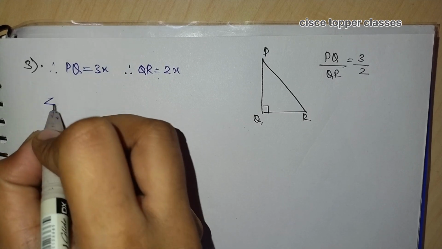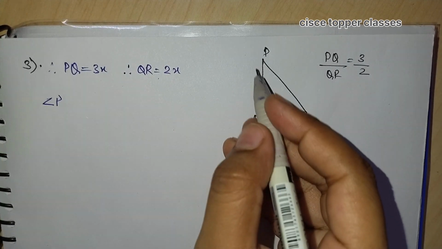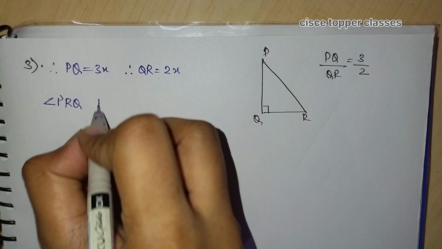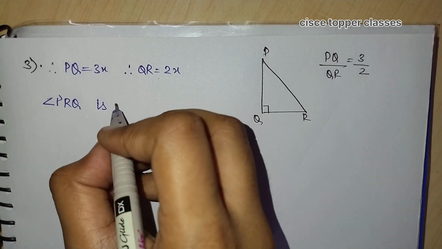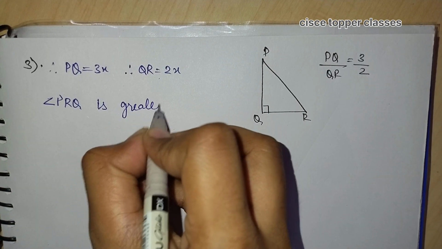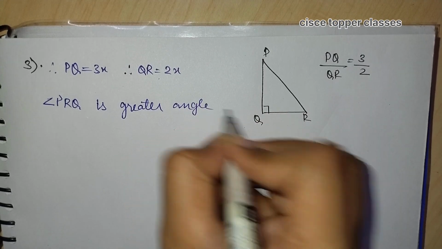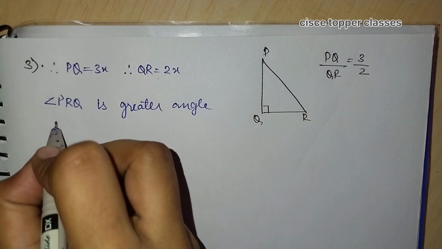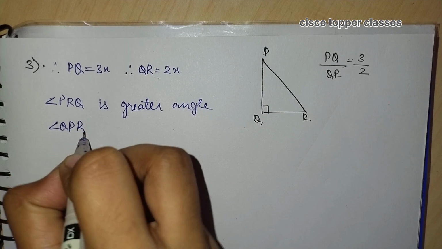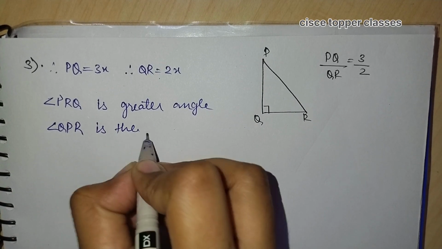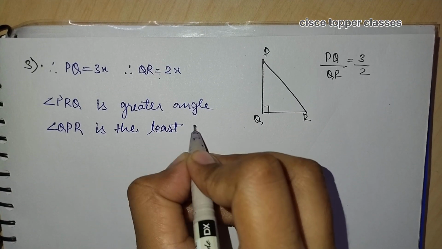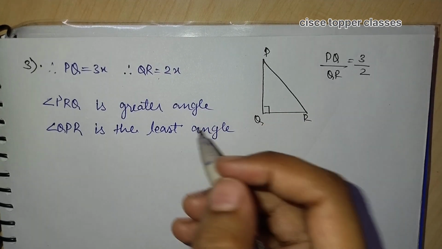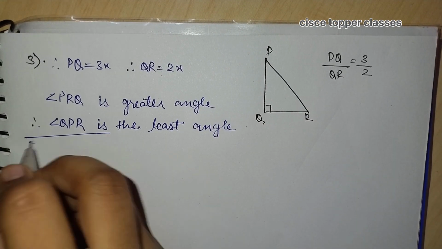So we can simply say from here that angle here PQ is 3x, so it will be PRQ as the greater angle. PRQ is the greater angle, and opposite to QR will be the least angle, means QPR. From here we can get QPR is the least angle. This is the thing which we have to find in this question. We have to notice that in this question least angle is asked. So this is the final answer here.